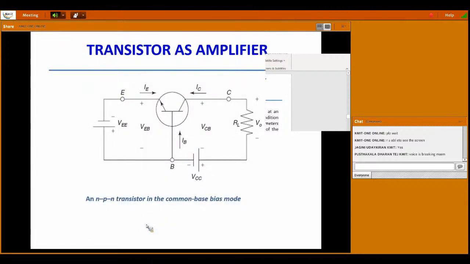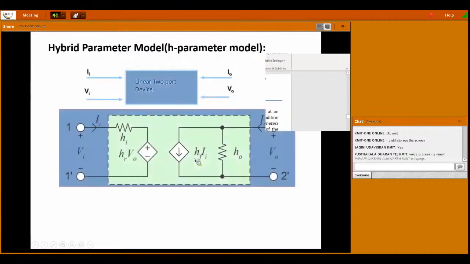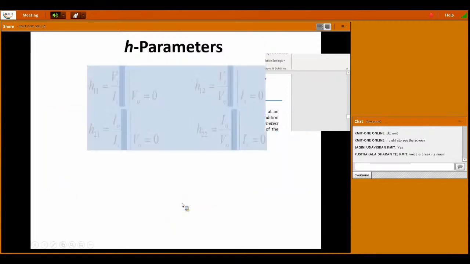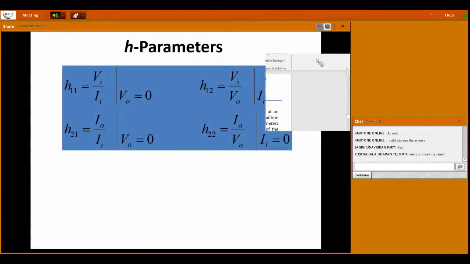Now I am taking the common base bias mode here. Now the amount of current flowing in a transistor in the common base configuration, for an NPN transistor, is the emitter current IE and the collector current, and the direction of the base current IB. The input voltage is VEB, and the output voltage is VCB. Next, this is your simple model. As I already mentioned, H11 is Hi, H12 is Hr, H21 is Hf, H22 is Ho. Now, next, the H parameters. So how to calculate the H parameters?